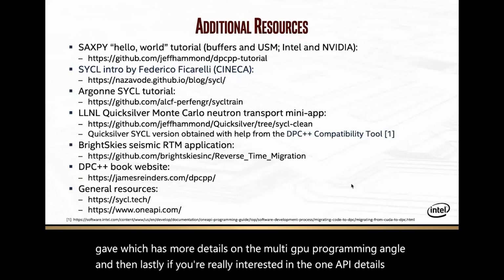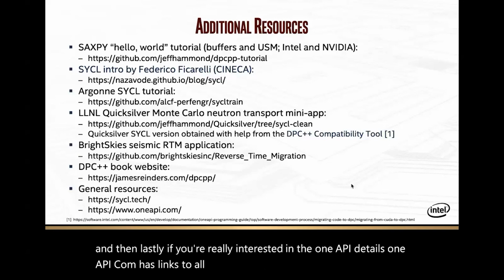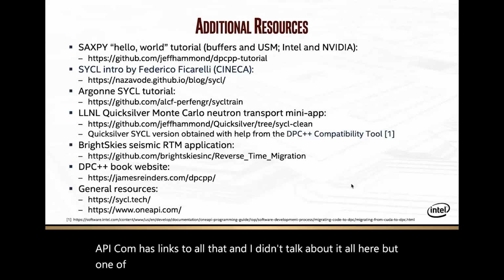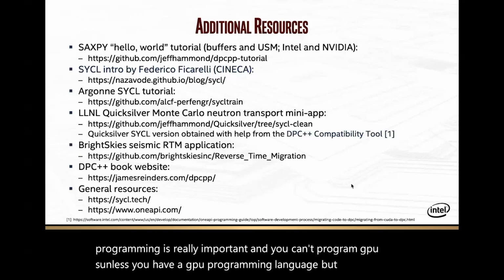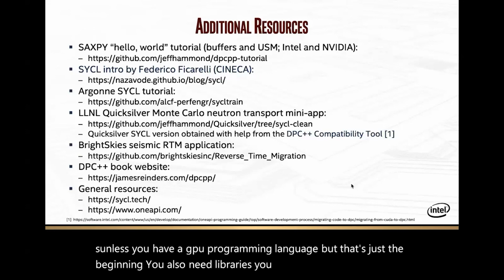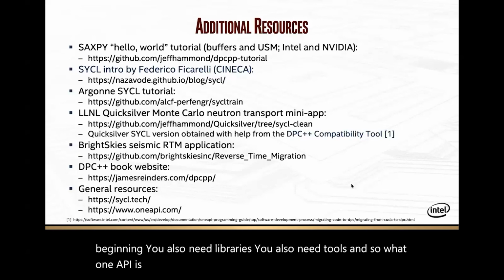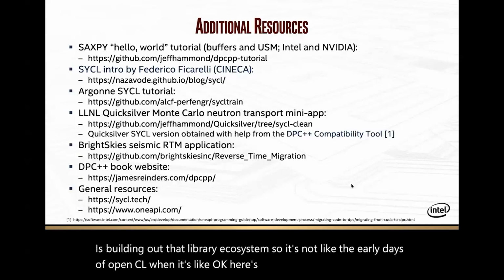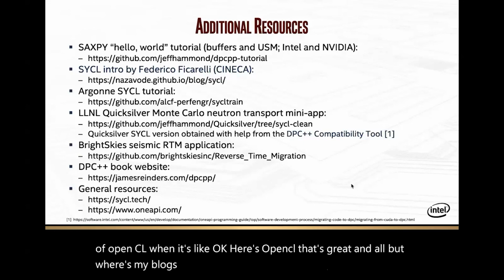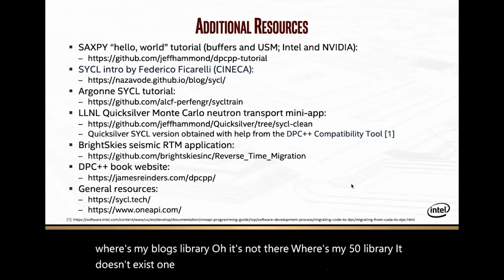And I didn't talk about it all here, but one of the reasons that oneAPI matters in this context is direct programming is really important, and you can't program GPUs unless you have a GPU programming language. But that's just the beginning. You also need libraries, you also need tools. And so what oneAPI is about is building out that library ecosystem. So it's not like the early days of OpenCL, when it's like, okay, here's OpenCL, that's great and all, but where's my BLAS library? Oh, it's not there. Where's my FFT library? It doesn't exist. oneAPI is actually bringing the library part of this for deep learning and whatnot.